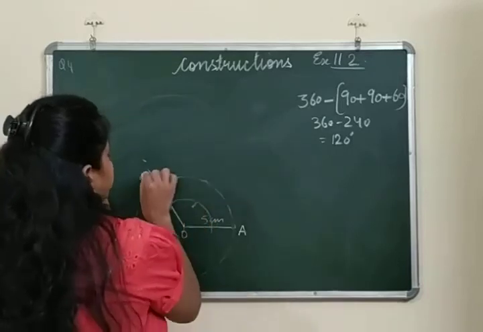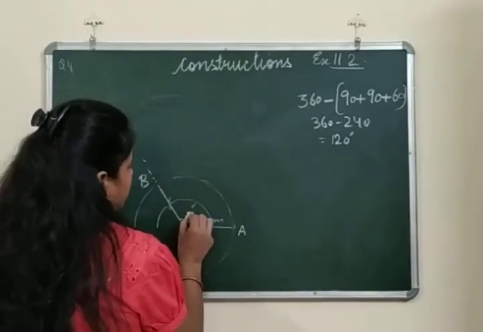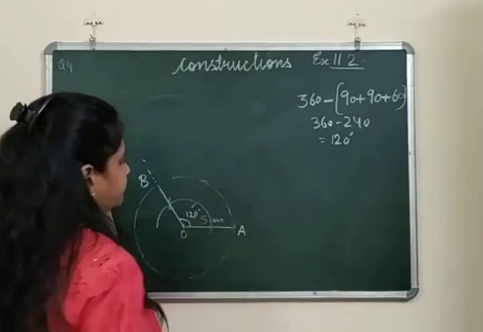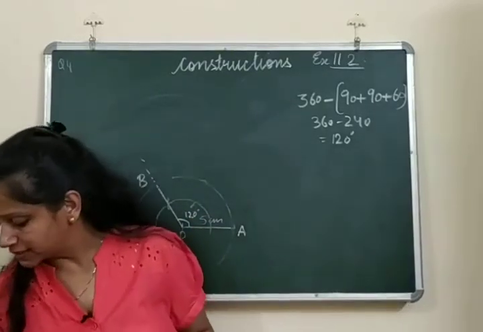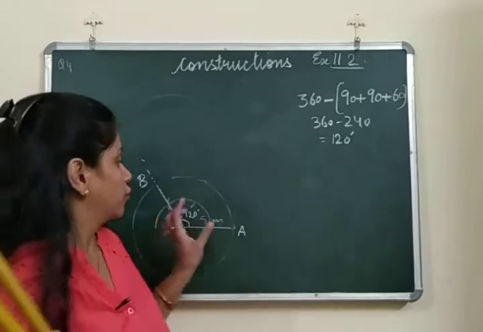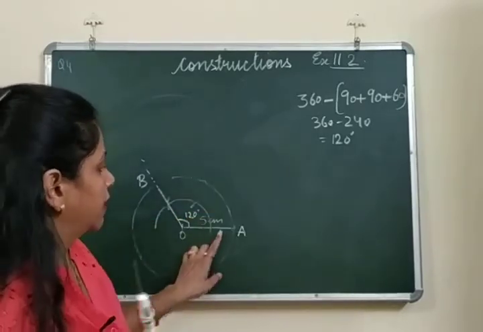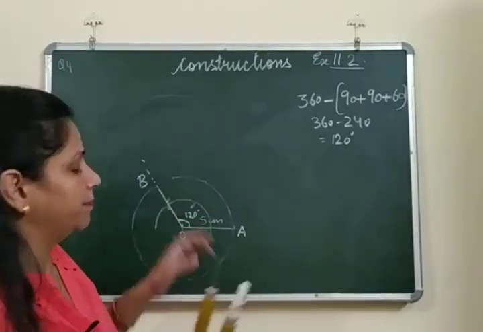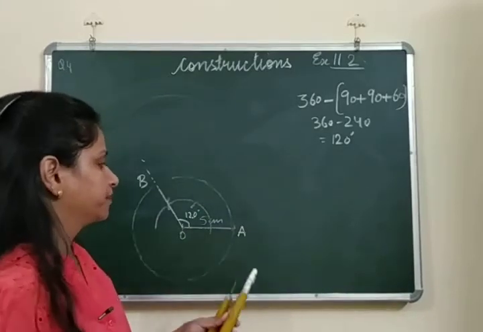This is point B and this angle is 120. I hope there should not be any problem in this. Now we have got this angle of 120 degree. Now we have to make a 90 degree angle at A and a 90 degree angle at B.